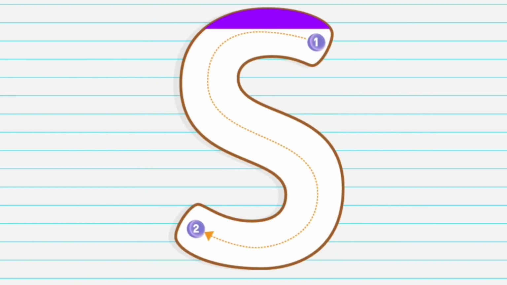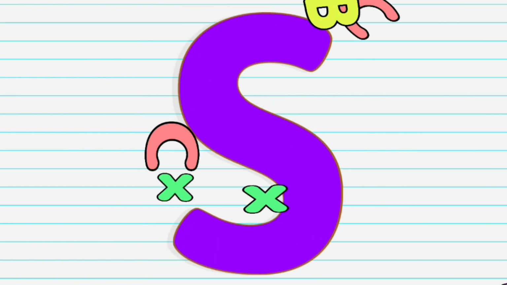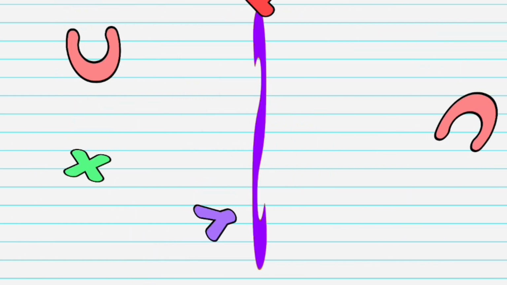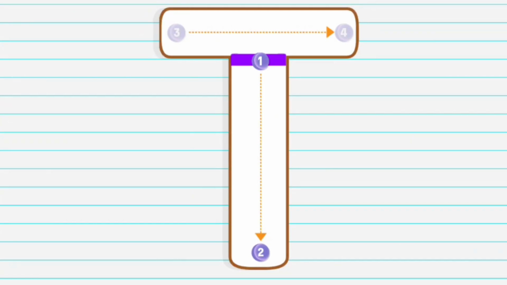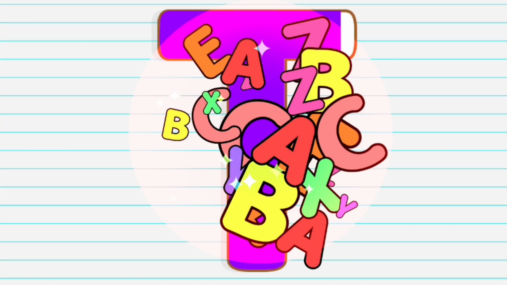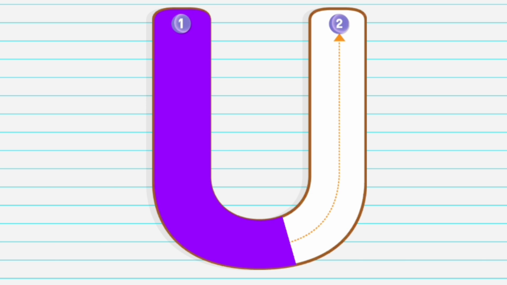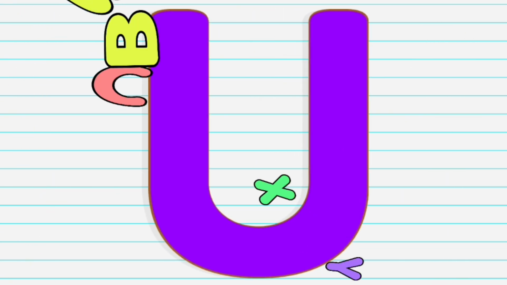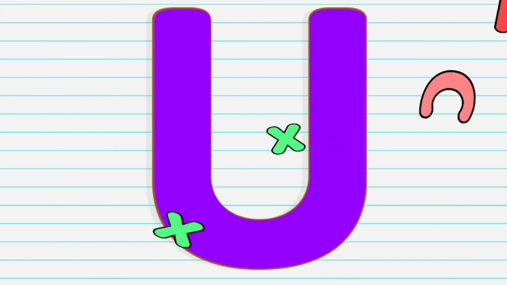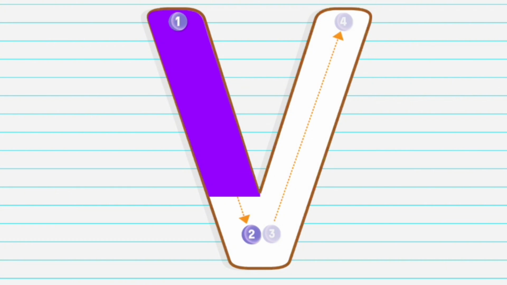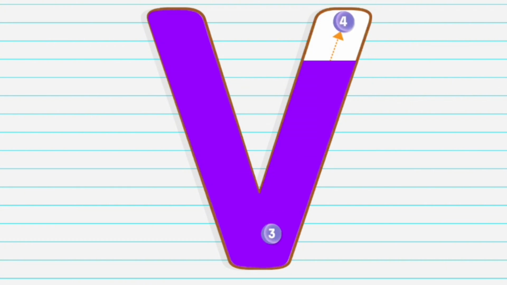This is R. S. Let's write S. This is S. T. Let's write T. This is T. U. Let's write U. This is U. V. Let's write V. This is V.